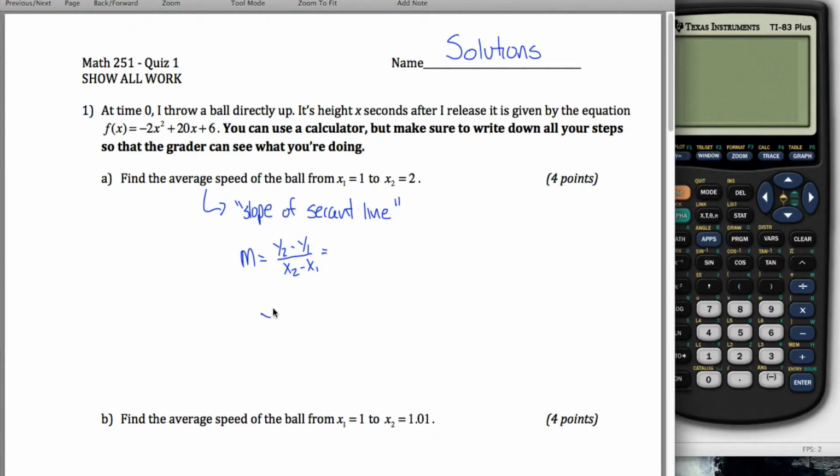Well, it turns out that if you know x1, you can figure out y1. It's just the y-coordinate that corresponds with the x-coordinate of 1. It's the output when the input is 1. In other words, it's f of 1. Take your original function here, and everywhere you see an x, instead put in a 1.